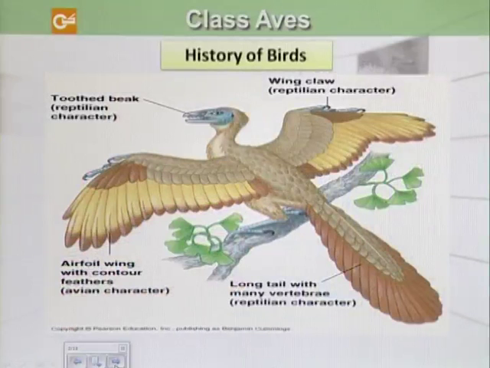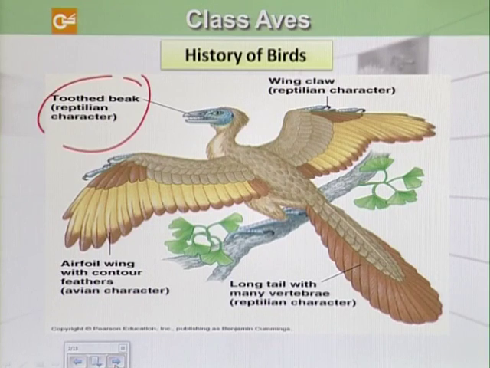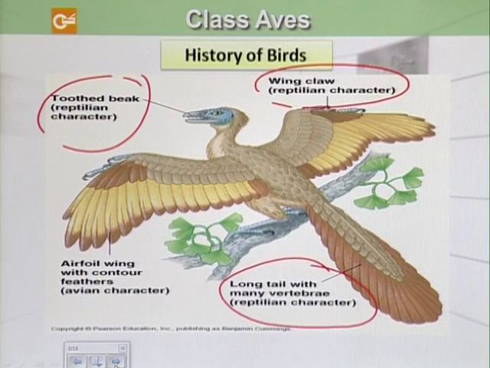Discussing the history of birds, we have evidence that they have evolved from dinosaurs, because there was a fossil named Archaeopteryx, and it has many features which resemble reptilian or dinosaur characters. For example, they have a toothed beak, and they have winged claws present, while they have long tails with many vertebrae, which is also a reptilian character. And their avian character is that they have wings which contain feathers.